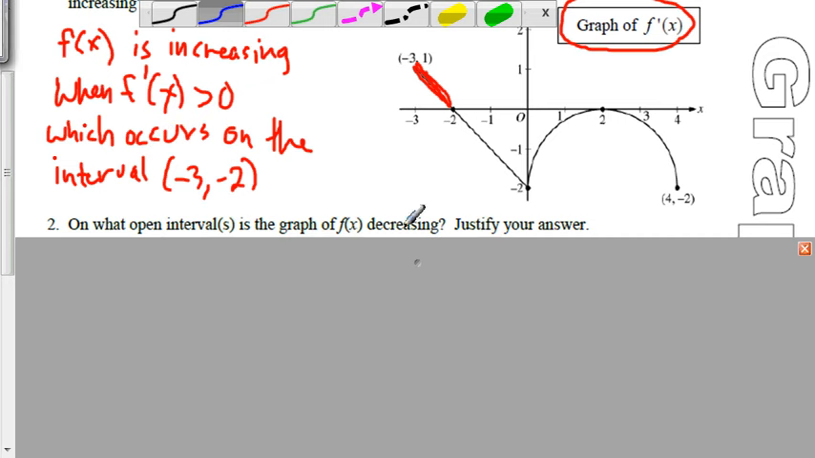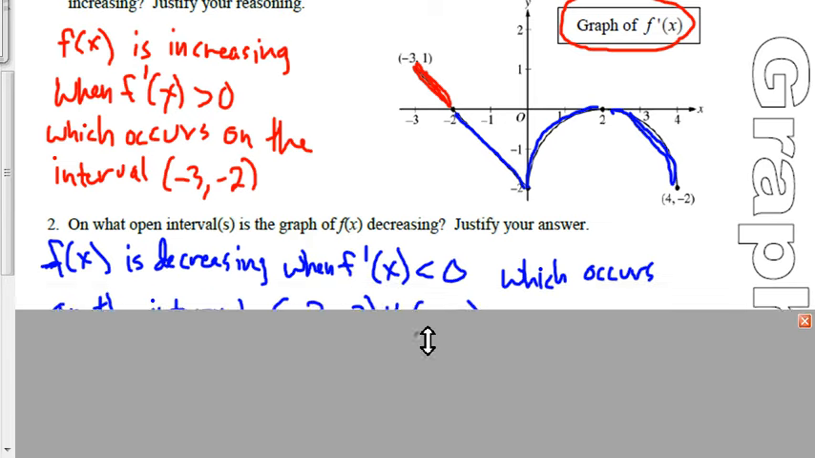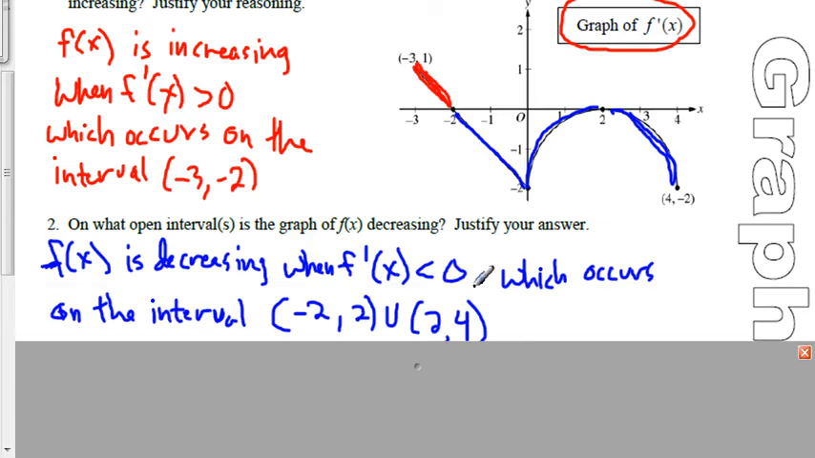All right, number two, what open interval is the graph of f of x decreasing? Justify your answer. Here, this represents where the slope is negative, and that means it's decreasing on the original function. So f of x is decreasing when the derivative is less than 0 or negative, which occurs in the interval from -2 all the way up to +2, not including the +2, and then again from 2 to 4. Because remember, the original interval was from -3 to +4. It says open interval, so don't include that 4.